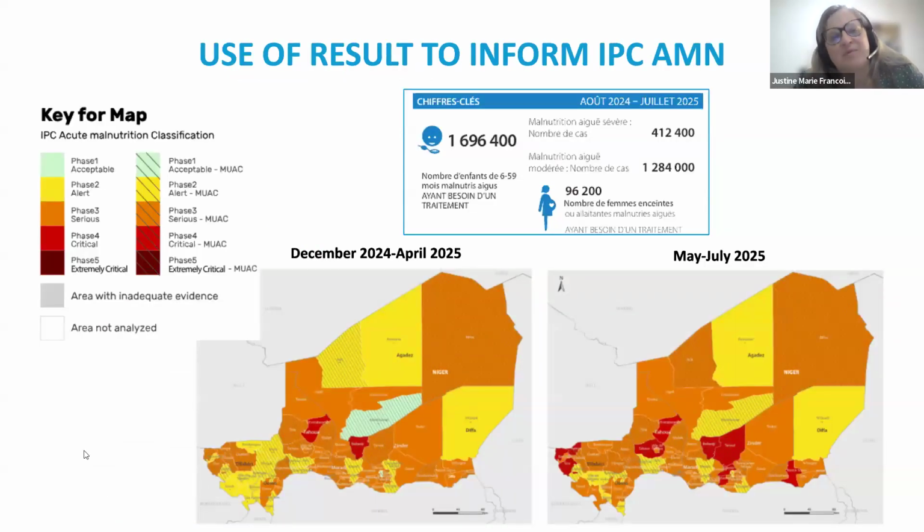So, as I said before, all those results were used to inform the IPC. As you can see on the map below, the area that is struck through is the area where we were able to use the MUAC data. And for more than half of the area, where we could not use the MUAC data because the quality was not good, they used historical data on GAM coming from SMART surveys. Next slide, please.